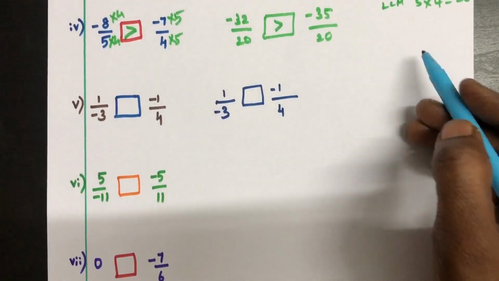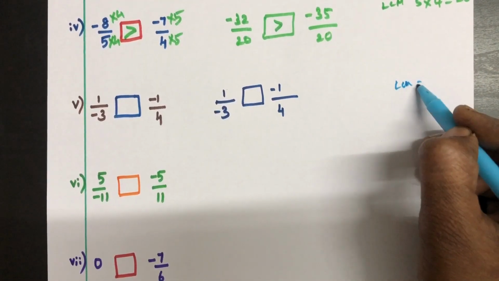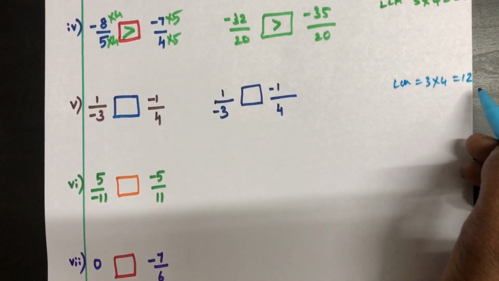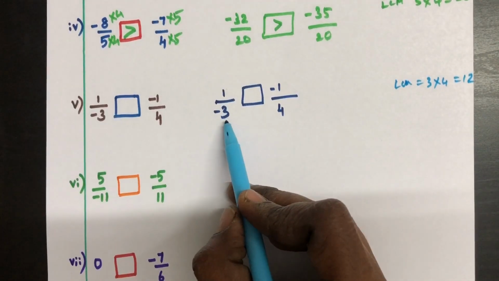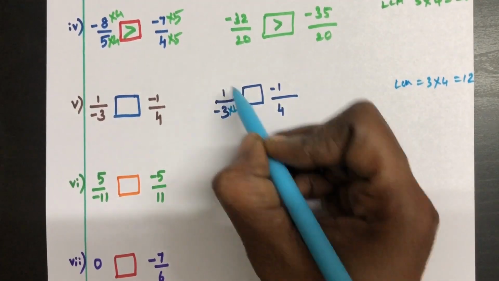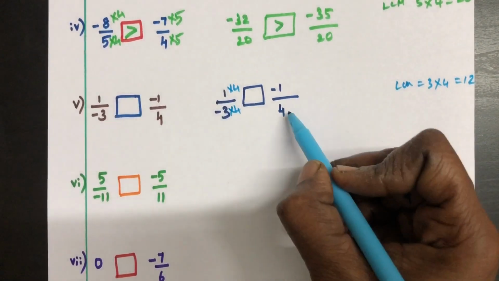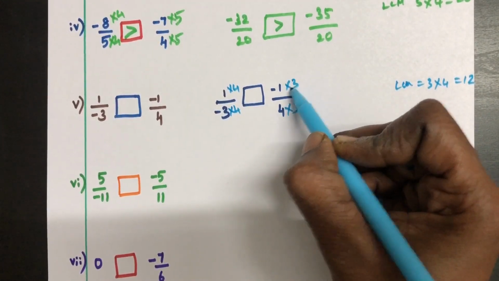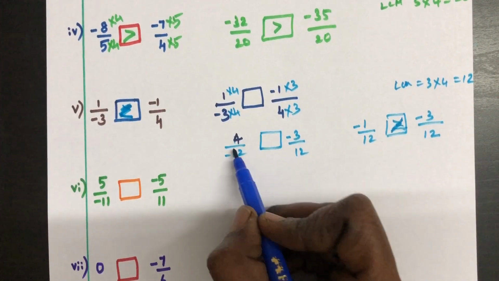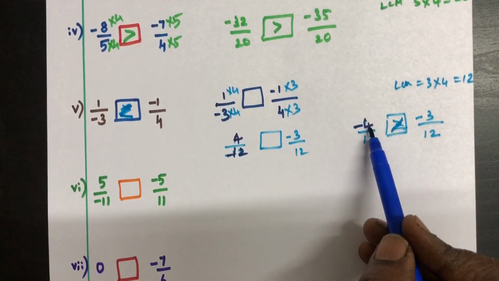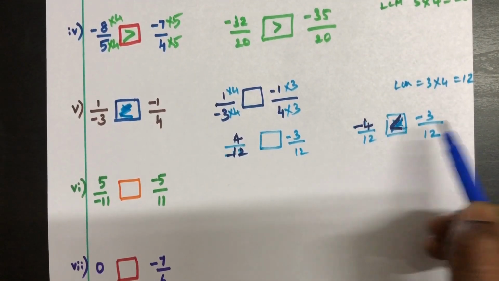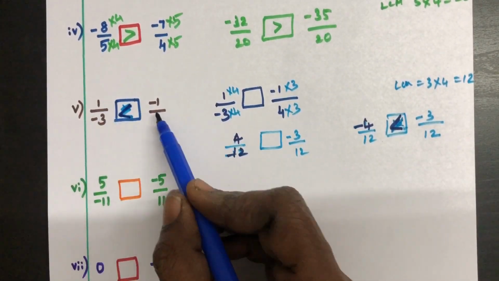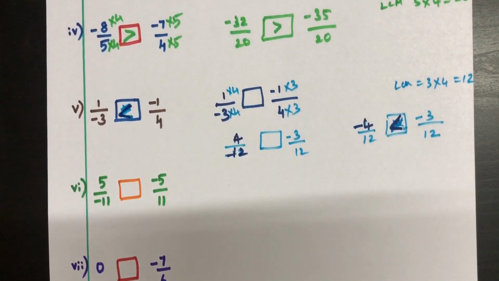For this, what is the LCM? LCM is 3 into 4, which is equal to 12. No common factor means just the product is the LCM. So make the denominator 12. For that, multiply it with 4 here, and here multiply it with 3. Then only the denominators become 12. So this is minus 4 by 12 compared with minus 3 by 12. Minus 4 is obviously lesser than minus 3. So 1 by minus 3 is less than minus 1 by 4.